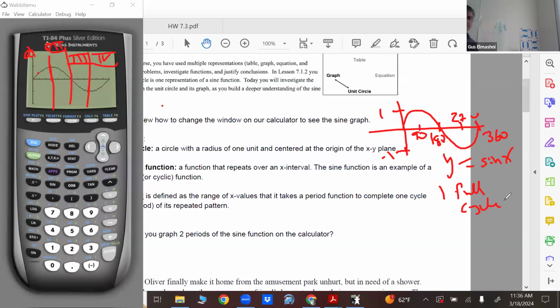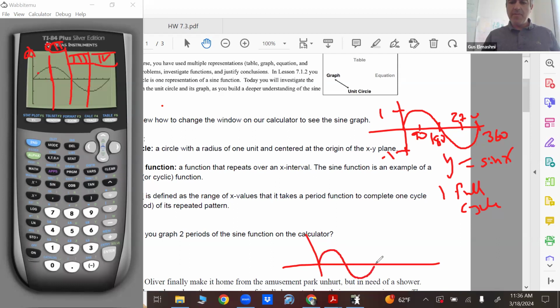Okay. Now, what if I want to do 2 periods? I know it's going to look like this. So one full cycle, that's 1 period.